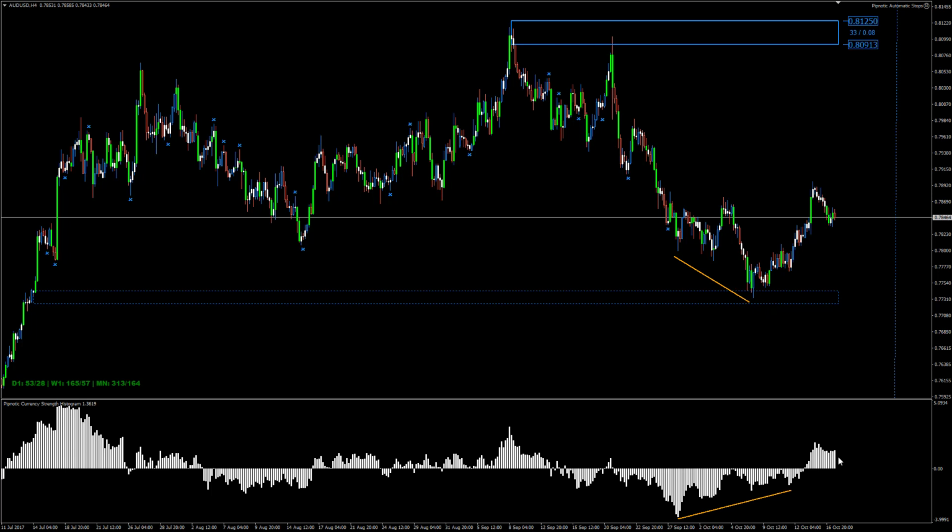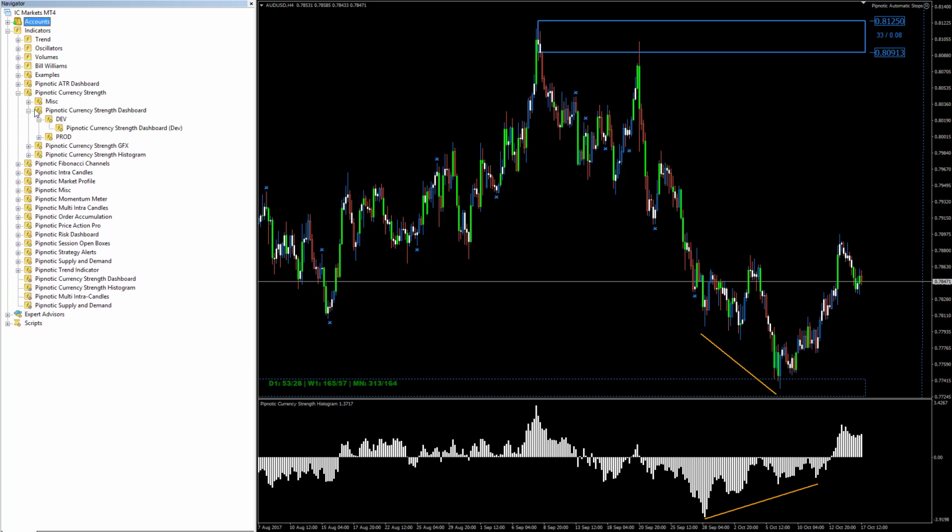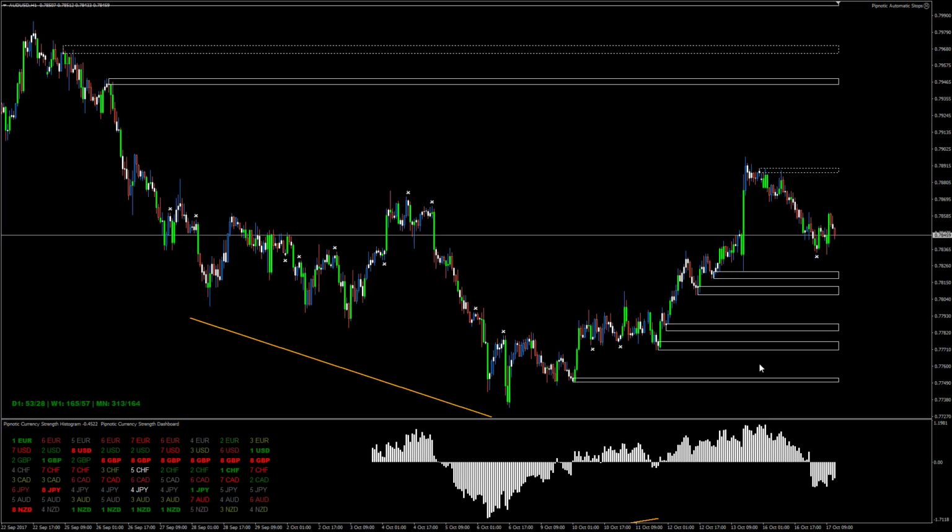So I'm often using currency strength for this. The histogram is a really nice tool for assessing if an area of supply and demand is going to hold or not. So I use it number one for this. This is probably the primary reason for using it, but I'm also using the dashboard as well to help me assess if an area is going to hold or not. You can use it to simply spot these really weak currencies that we might want to be selling and the strong ones we might want to be buying.